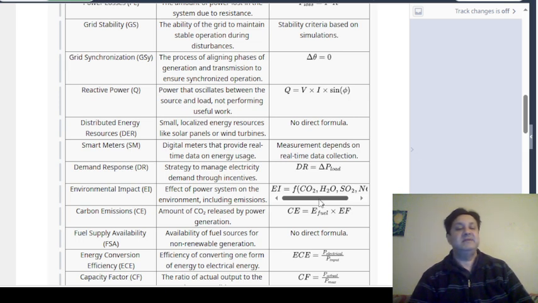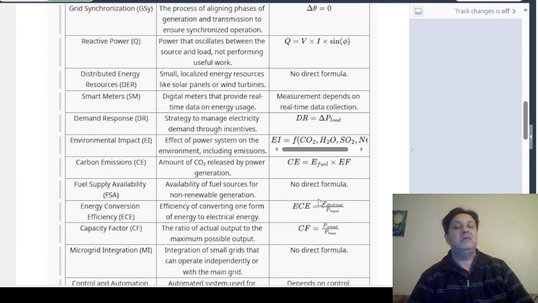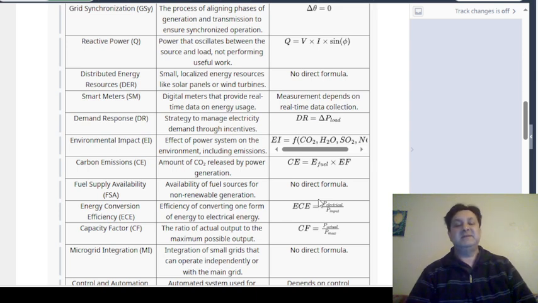Now, the distributed energy resources, DERs, are small localized energy resources like solar panels or wind turbines. If you see on the right-hand side, there are equations and formulas for each of those. For the distributed energy resources, there is no such formula; once we design, we come up with various solutions. Then the smart meters, digital meters that provide real-time data on energy usage. They have to be real and correct meters to give us the real-time data on energy usage.